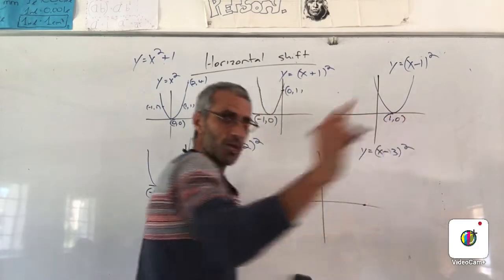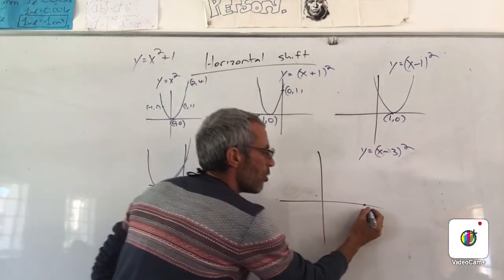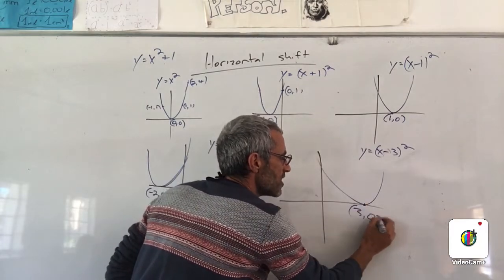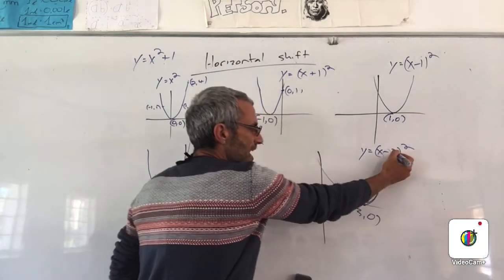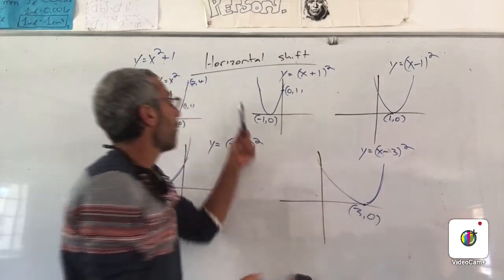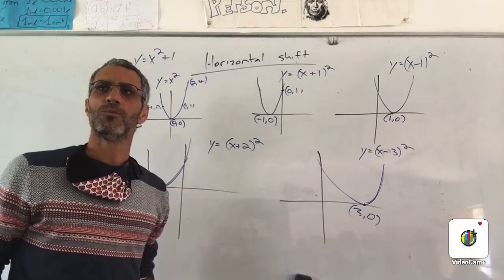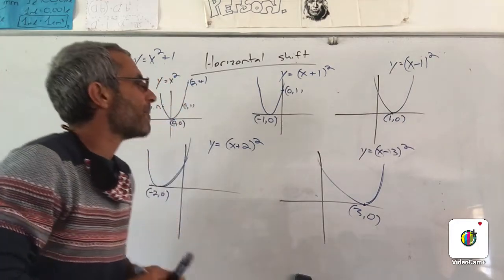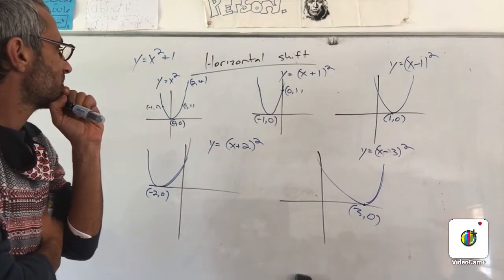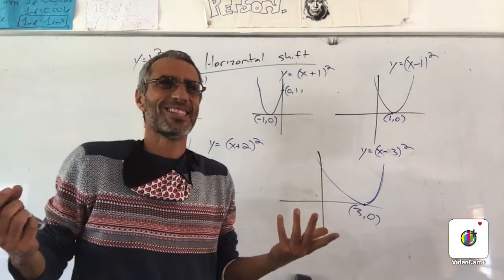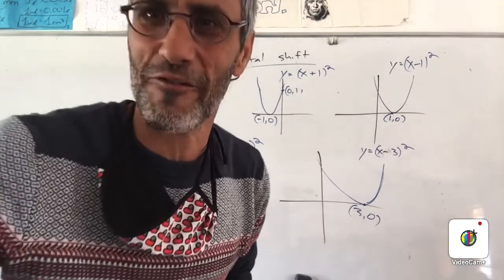Okay? Right? So what will be the minimum here? 3, 0. It moved 3 to the right. Minus moves to the right. A plus moves to the left. That's pretty cool. Am I going to try and explain it? I'm not going to try and explain it. Let's keep it simple. Okay, cool. I'll pause here for you to write it down.